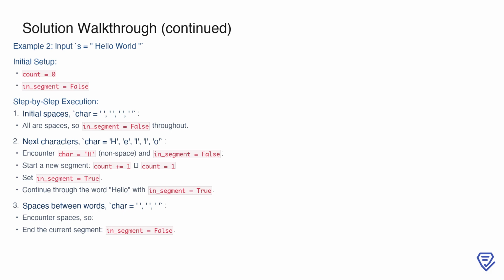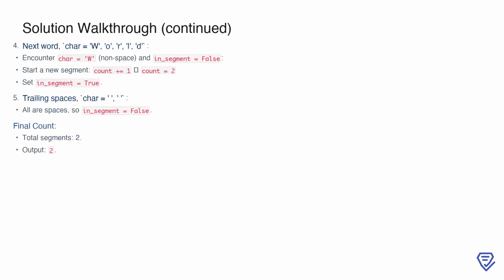Since in_segment is false, we start a new segment, incrementing count to 1 and setting in_segment to true. As we process the rest of the word hello, we remain in the same segment because in_segment is true. Afterward, we encounter another series of spaces, which ends the current segment, so we set in_segment to false. Next, we reach the word world. When we encounter the first character, w, it's a non-space character, and since in_segment is false, we recognize the start of a new segment.